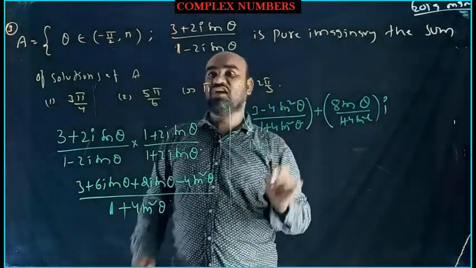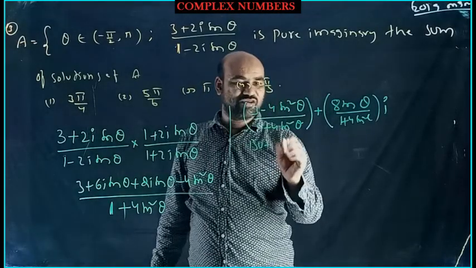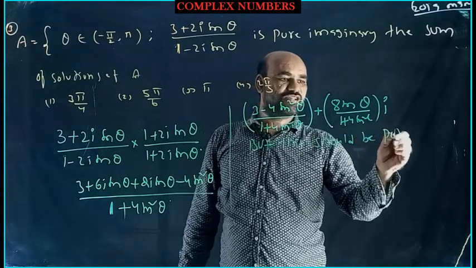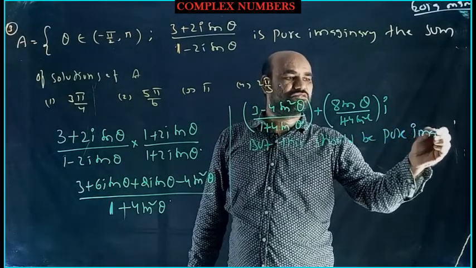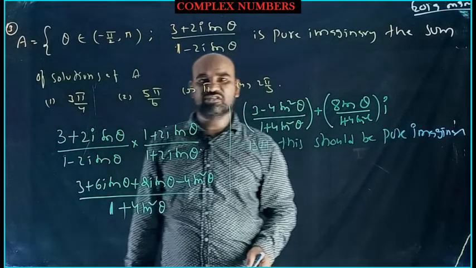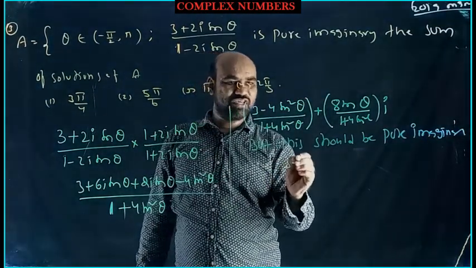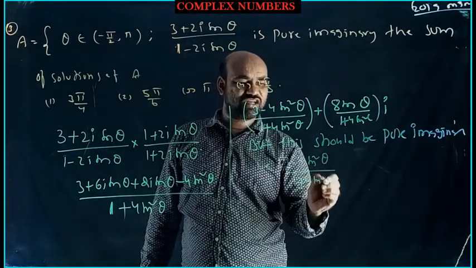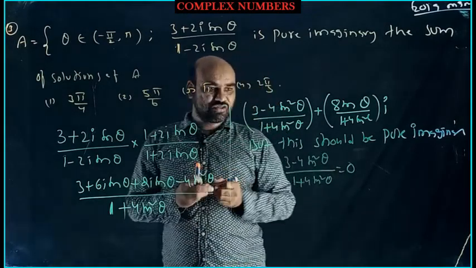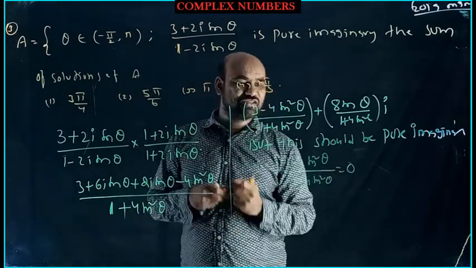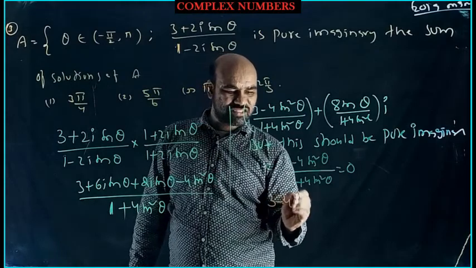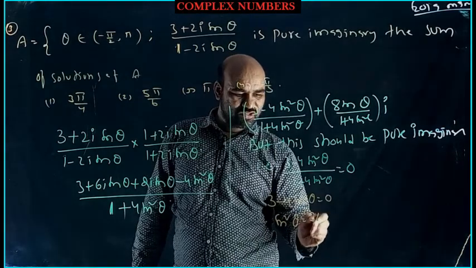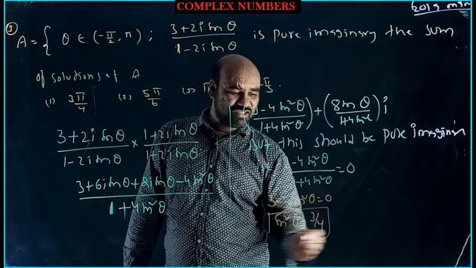But according to the problem, this should be pure imaginary, means its real part should be 0, that is (3 minus 4 sin square theta) by (1 plus 4 sin square theta) should be 0. The denominator is never 0 here, so the numerator should be 0, that is 3 minus 4 sin square theta equal to 0, or sin square theta equal to 3 by 4, or sin theta equal to root 3 by 2.